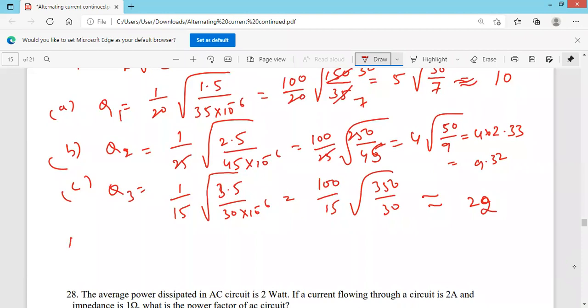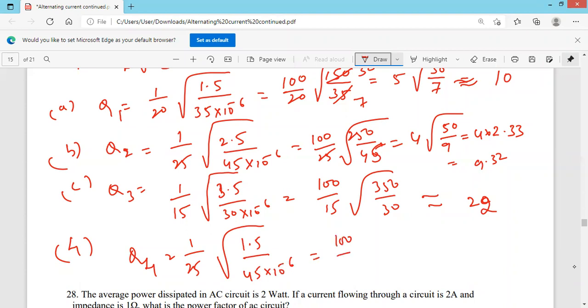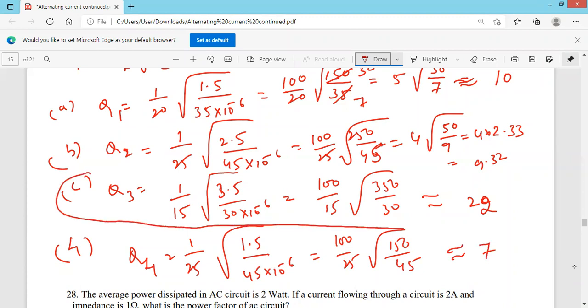And next, the fourth one. Q4 is equal to 1 divided by 25 into the square root of 1.5 divided by 45 into 10 power minus 6. It's 100 by 25 into 150 by 45. So the value will be around 7. Therefore, for option 3, the quality factor is more.